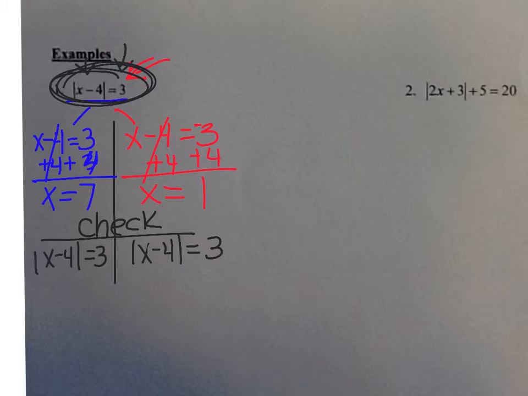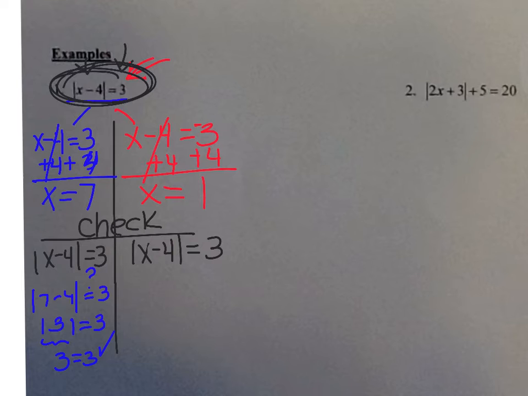Make sure it works. All right, so in the blue, when x is equal to 7, so it's the absolute value of 7 minus 4, does it equal 3? Is this true? Do what's inside the absolute value. So 7 minus 4 is 3, so it's the absolute value of 3. Does that equal 3? The absolute value of 3 is 3, so 3 equals 3, and that checks.